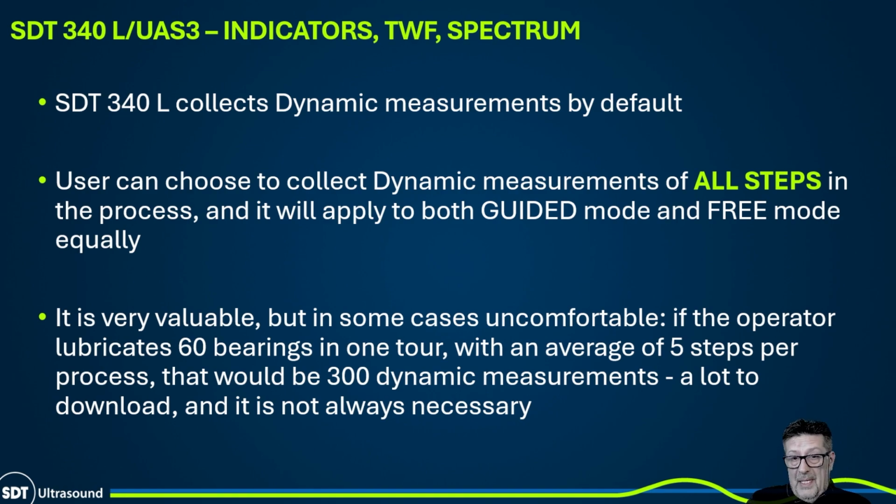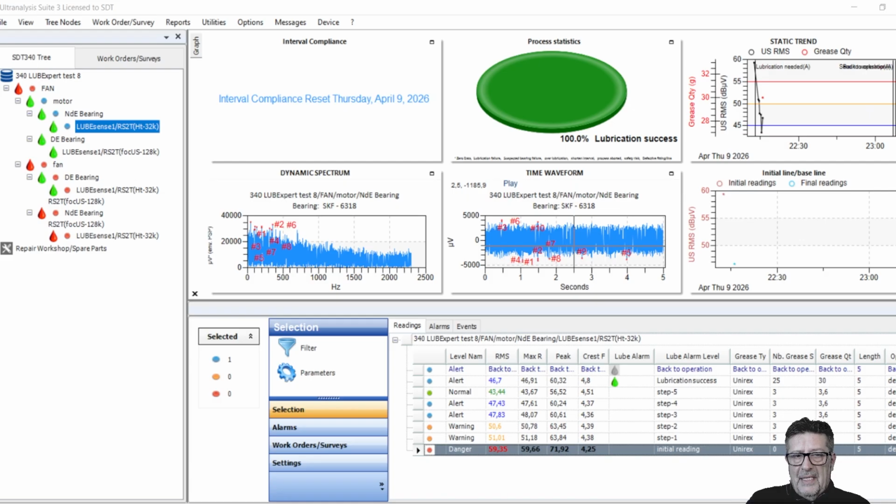However, sometimes it's not necessary, and in that case maybe it's a better idea to use only initial and final, because if the operator lubricates 60, 70 or more bearings in one shift with an average of 5 steps, that will be a lot of measurements to download. It's not a problem with the memory, but definitely waiting for the download. It's not necessary if these measurements are not highly needed.